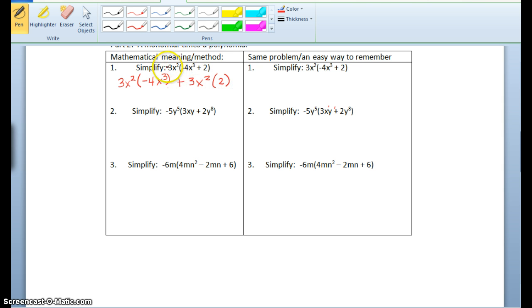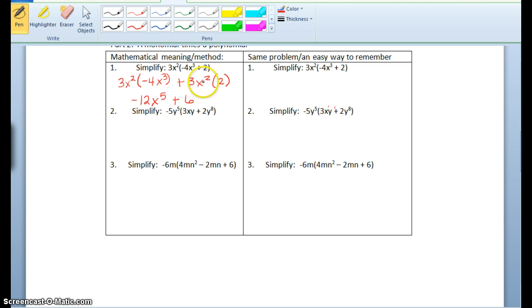So all we did is we took the number on the outside and we multiplied it times both numbers on the inside. Then we just treat them like two separate problems. Monomial times monomial, then monomial times monomial. So we have 3x squared times negative 4x to the third. We multiply our bigs. 3 times negative 4 is negative 12. X, 2 plus 3 is 5. So we multiplied the bigs and added the littles. Now we've got positive 3 times 2 is positive 6.